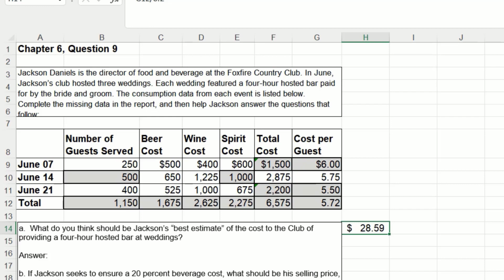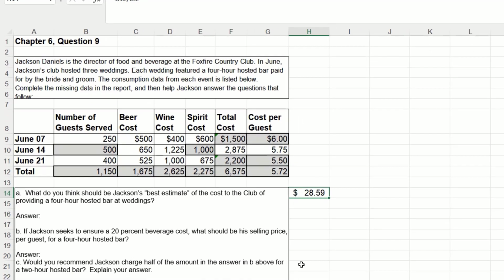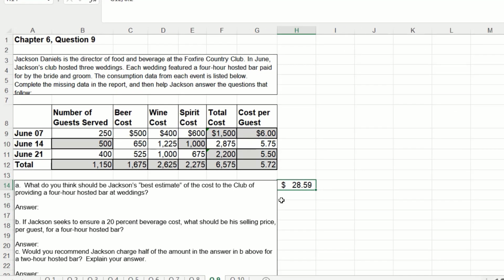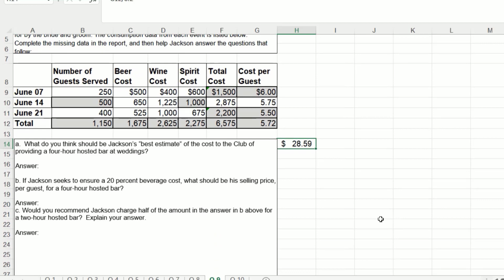All right, letter C. Would you recommend Jackson charge half the amount of the answer in B above for a 2-hour hosted bar? Okay, so if this is what we're charging for a 4-hour bar, would you charge, let's just call it $14 for a 2-hour bar? And I'm going to tell you just from a professional standpoint, the answer would be no, okay? Because most of your guests, when you serve a bar, are going to drink 2 drinks in the first hour and 1 drink every hour afterwards.